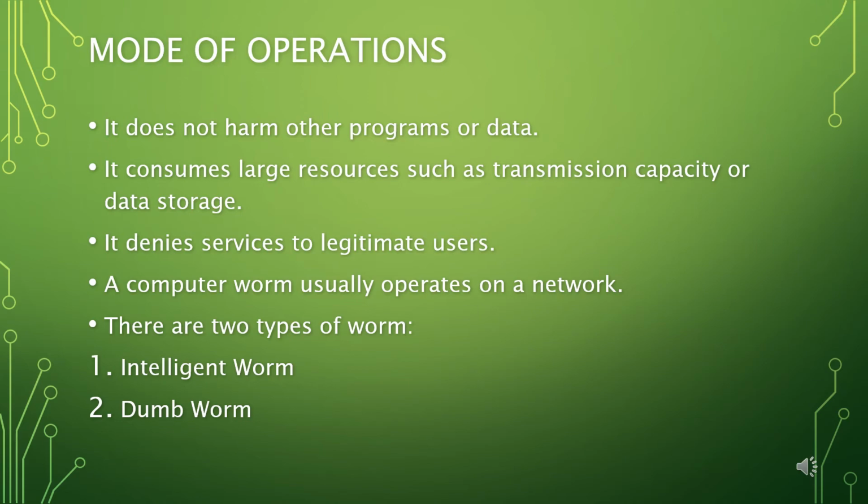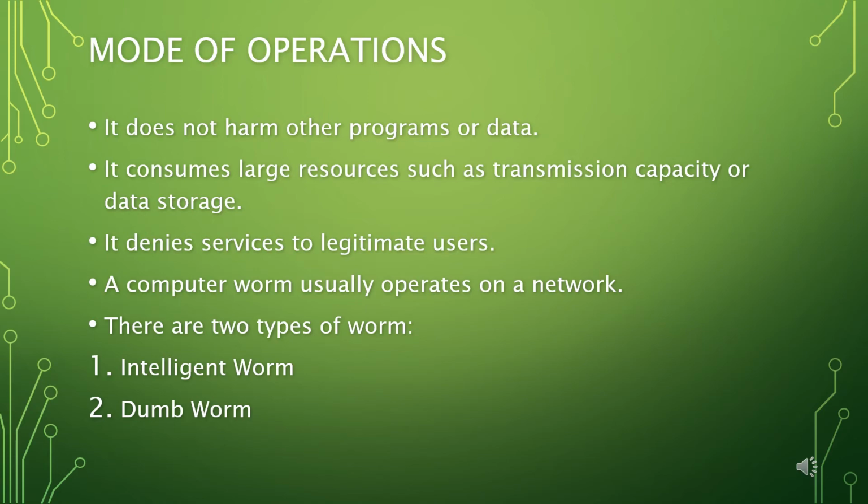Now, what are the modes of operation in which worms can spread through your computer or through a network? Usually, a computer worm does not harm other programs or data. It just spreads, thereby consuming large resources such as transmission capacity or storage. It denies services to legitimate users, the authorized users.